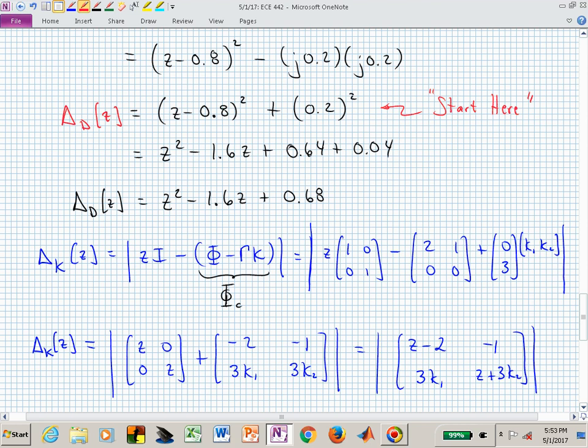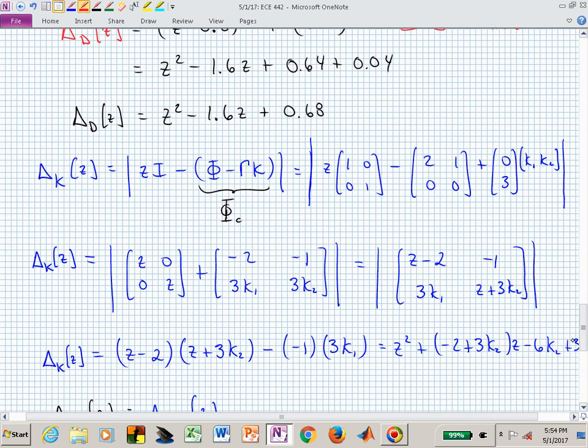Putting in some more steps, we see we have the zI as just z's on the diagonal, and phi minus gamma k ends up giving us a -2, a -1, and the k's only enter through the bottom row because gamma's first row is all 0. That annihilates anything that would be multiplied by it in this gamma matrix. Gamma k then only produces something in the second row of that product.